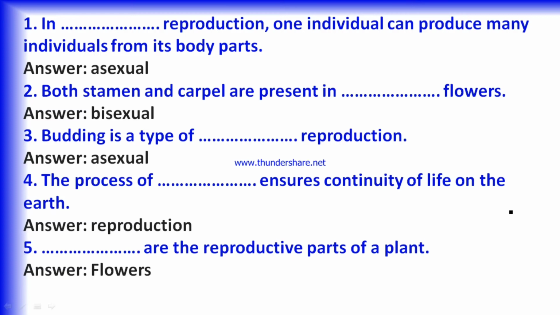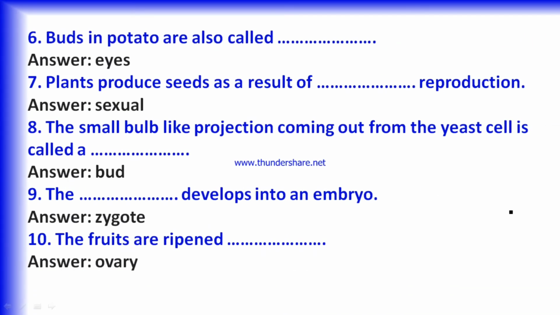Next question, both stamen and carpel are present in dash flowers. In bisexual flowers. Budding is a type of dash reproduction. This is the obvious answer, asexual reproduction. The process of dash ensures continuity of life on the earth. Reproduction. Dash are the reproductive parts of a plant. Flowers. Next. Buds in potato are called eyes.